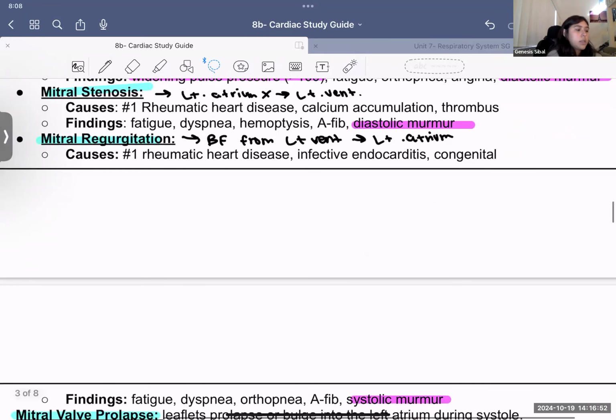For mitral stenosis, we're talking about the area between the left atrium and the left ventricle. So it's closed off, it's narrowed, so that atrium is just sticking with that blood there. And then you're going to see diastolic murmurs with that.